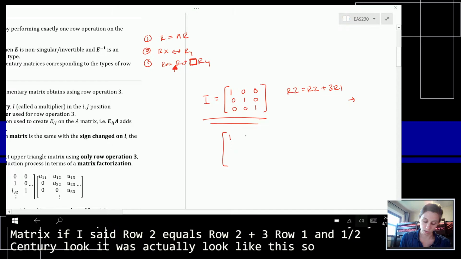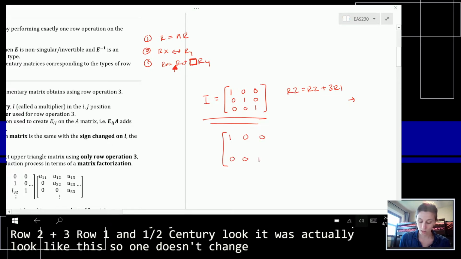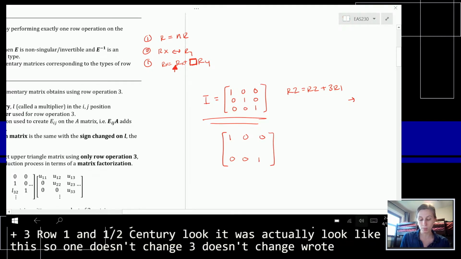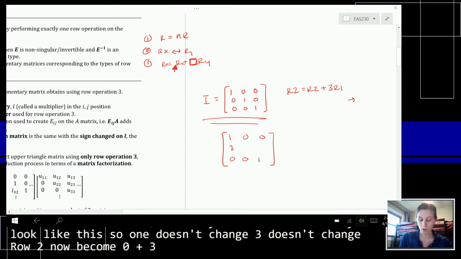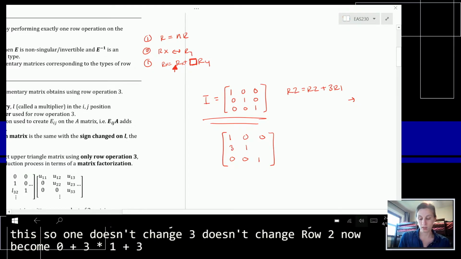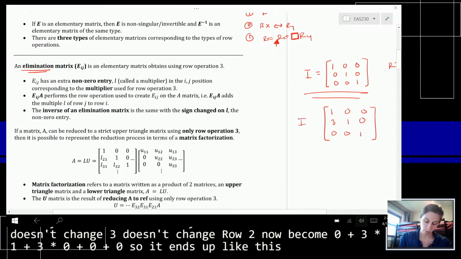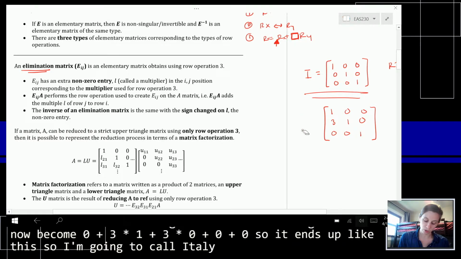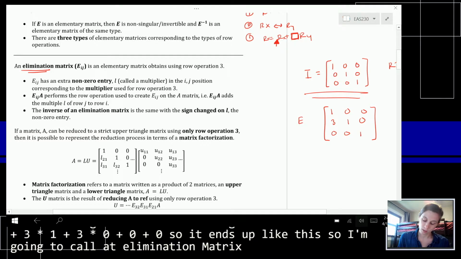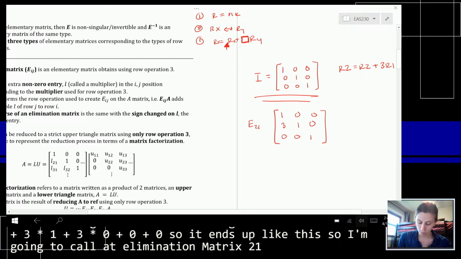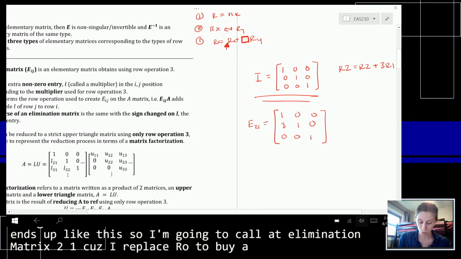So 1 doesn't change, 3 doesn't change. Row 2 now becomes 0 plus 3 times 1, 1 plus 3 times 0, and 0 plus 0. So it ends up like this. So I'm going to call it elimination matrix E21, because I replaced row 2 by adding it to row 1.